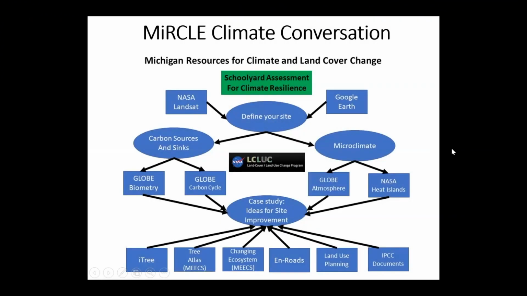This is, I would say, a project in progress. And so there will be things added and links added and so on and so forth. So this is your home base for a lot of what I'm going to be talking about today. And the topic is schoolyard assessment for climate resilience. And the things that you see on this diagram are things that will help you do a schoolyard assessment.